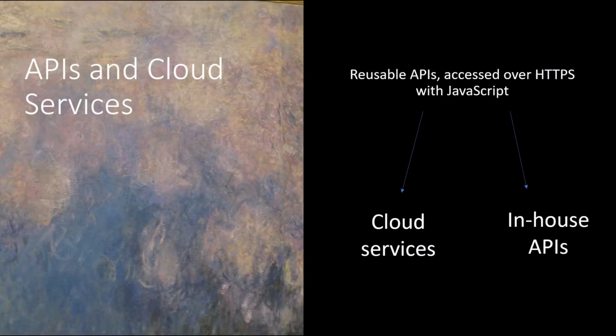Next, let us take a look at API reuse. So JAMstack is about reusable APIs accessed over HTTPS with JavaScript. So the API can be in-house APIs that you code yourself, or it can be cloud services that you reuse. Now we know that using cloud services or in-house APIs are not new, but here's where JAMstack gets really interesting. For JAMstack apps, the reuse of the cloud services can typically happen between the browser and the cloud service directly. There's no need to take care of a middleware or application server in between. Let's take a look at an example.